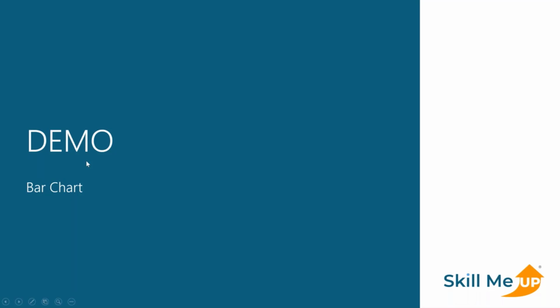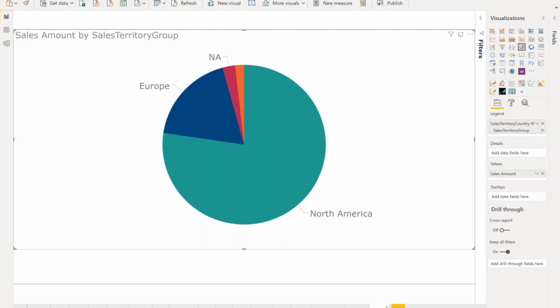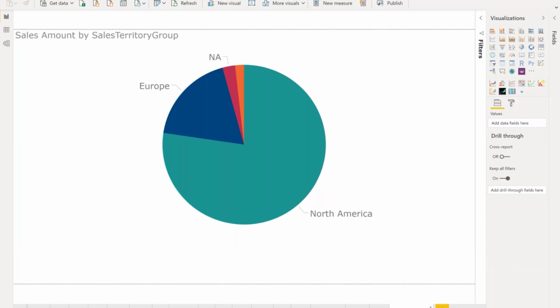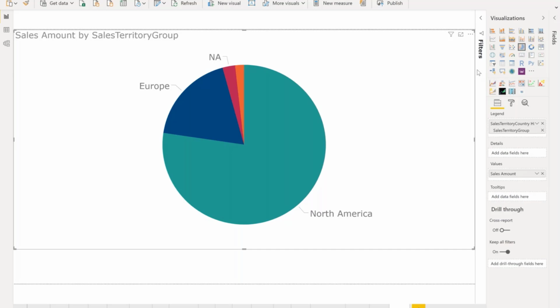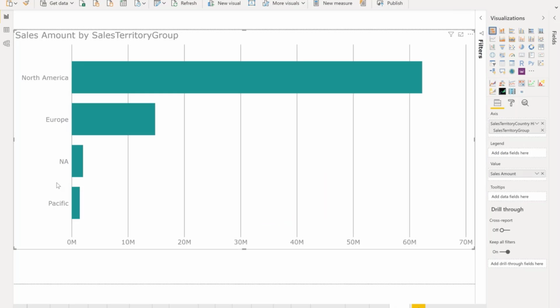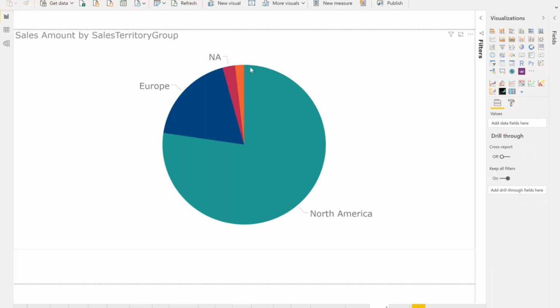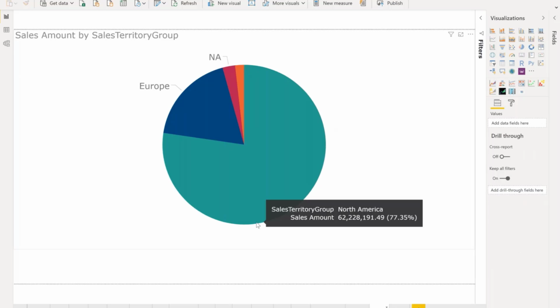The bar chart and the column chart are almost the same. Again, let me make it easy: duplicate the visual here and transfer this to a bar chart. As we have categorical data, I make a bar chart out of that, and here we have the bar chart. Again we have North America, Europe, NA, and Pacific. And it's really easy to see that North America is the biggest one, as we have seen in the pie chart. We can also compare that Europe is like a fourth of North America. Take a look back at the pie chart. It's hard to see that this is a fourth of the other one, if you ask me, but I could be wrong.